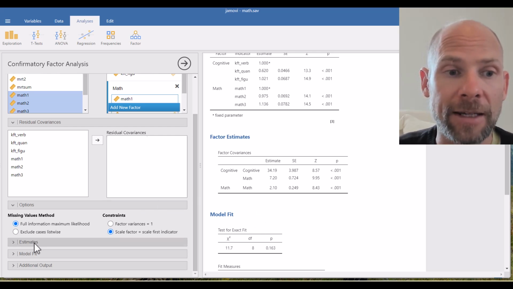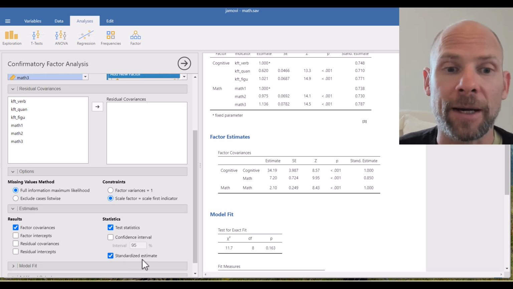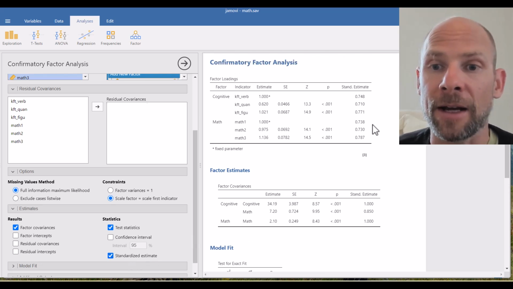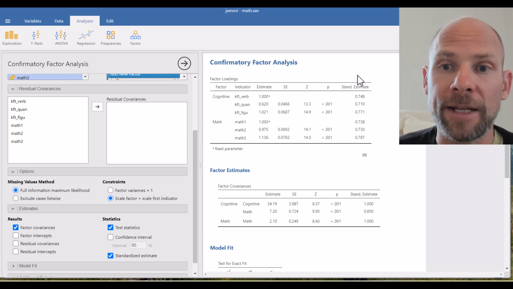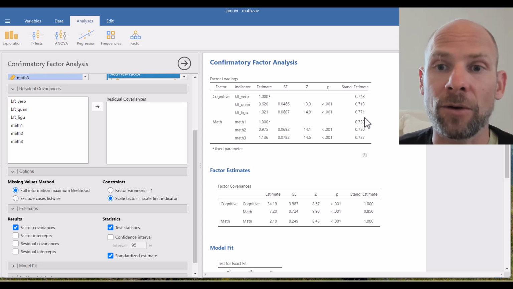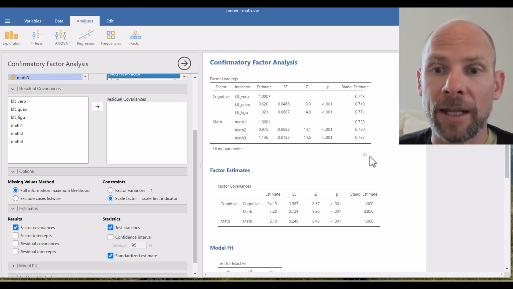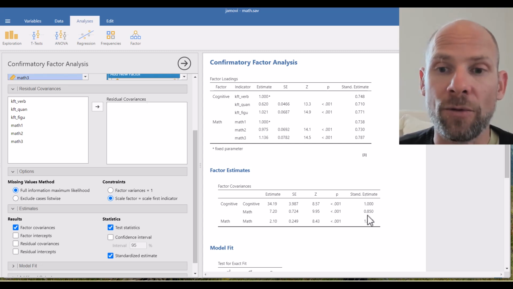But we can find it under estimates. When we click on estimates, you can see that we can request the standardized estimates here by clicking on standardized estimate, and then another column is added to our parameter estimates tables, where you can see that now the standardized factor loadings are given for all indicators. They look pretty decent, all around 0.75-ish, more or less. And then also we get the standardized covariance, again 0.85. That's the correlation between the two factors.